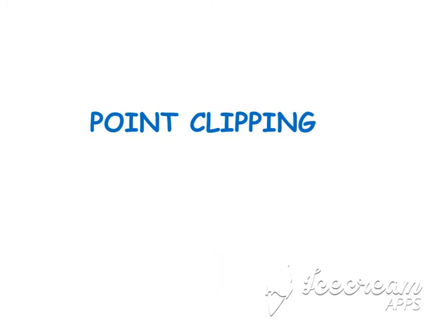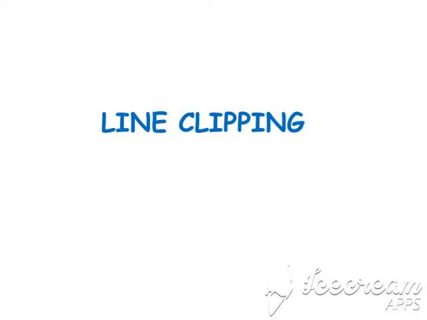Now I think you can understand what point clipping is. A point is a pixel. If the pixel lies inside the clipping window, then we can consider it a visible point. Otherwise, we have to reject the point. Next, we move on to line clipping.